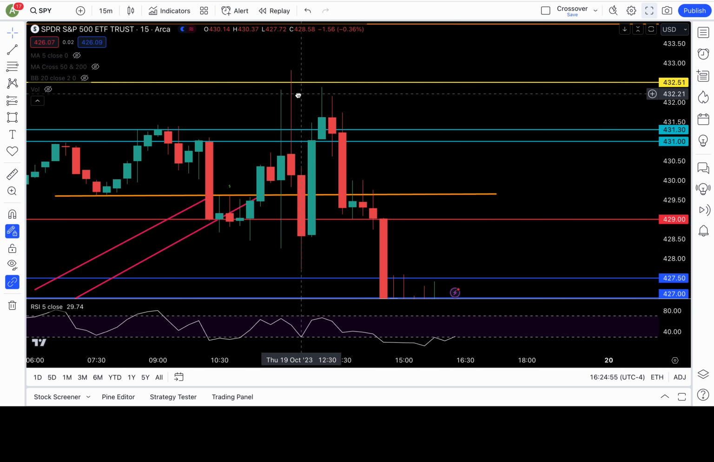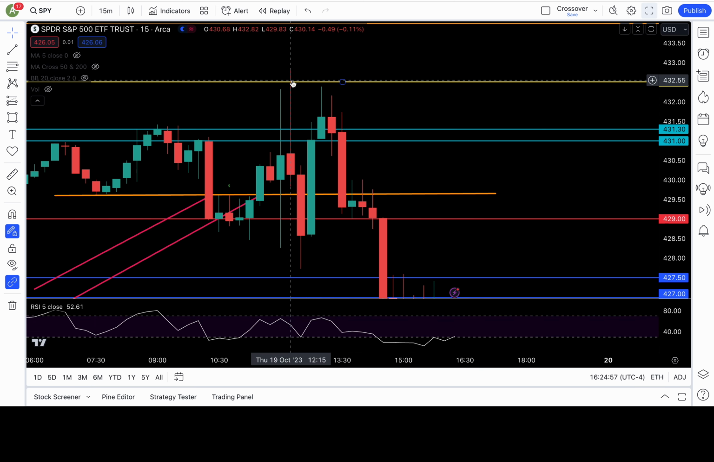But as you guys can see here, hot stove rejection from resistance level. Today I was watching the 432.5 level up to 433, but mostly the 432.5 level. And we had a hot stove rejection. Boom! Incredible rejection. 431 never cleared, at least at this point of the day.